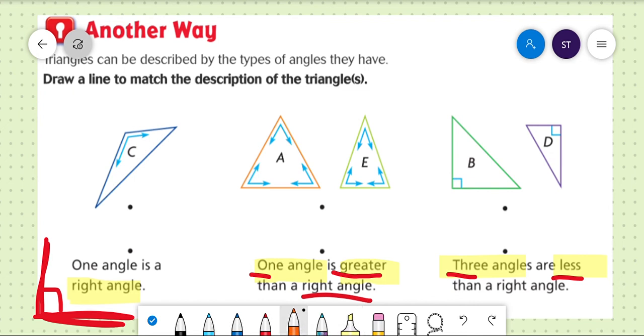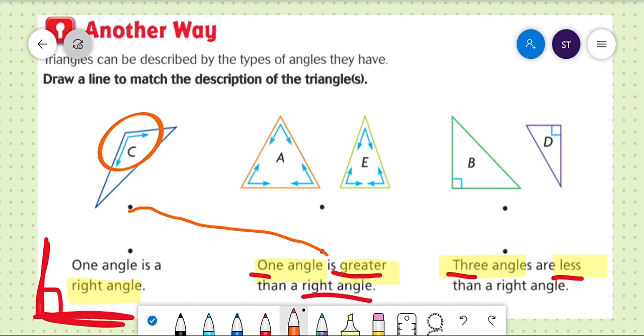First we have triangle C. And these markings inside of triangle C tell you that that is the angle it wants you to focus on. Those light blue arrows that they have made inside of the angle are telling you this is the angle we want you to focus on. And if I look at this angle, I can see that that angle is larger than a right angle. It is greater than a right angle. So this triangle has one angle that is greater than a right angle. So I can match it there.